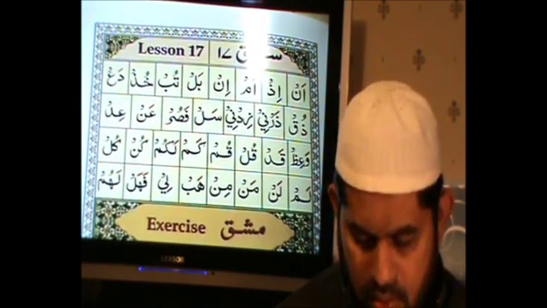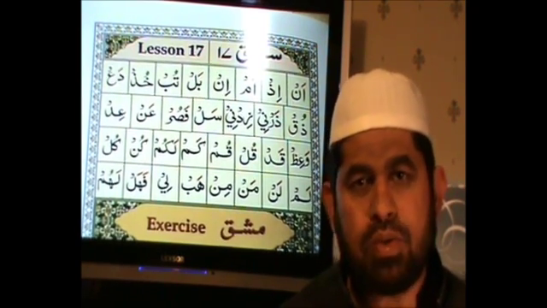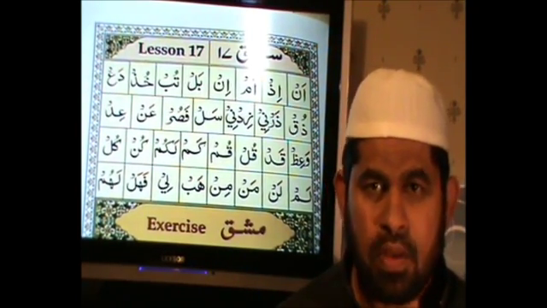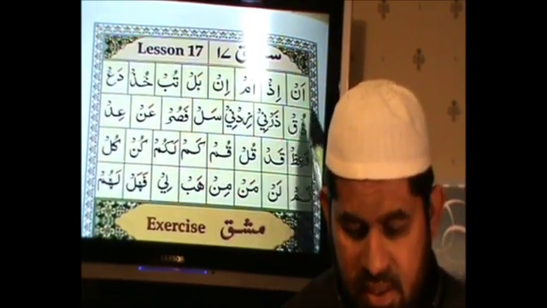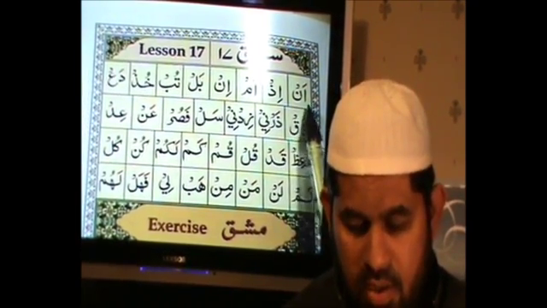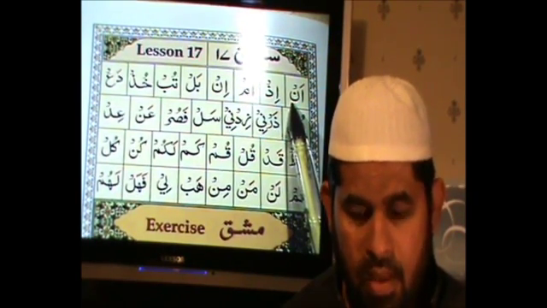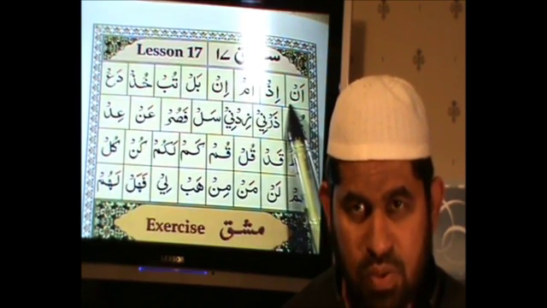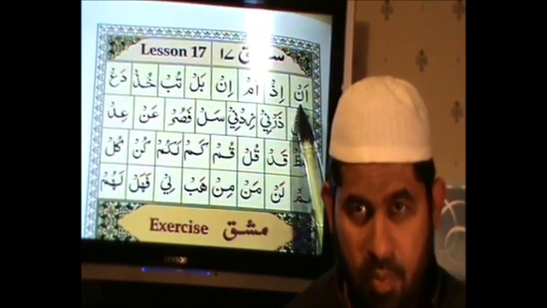Lesson 17, page number 23. Today we are going to learn about sukoon. Sukoon means, you see, in the first word, we pronounce it an. We learned a, but about this noon sukoon, we never learned this properly.